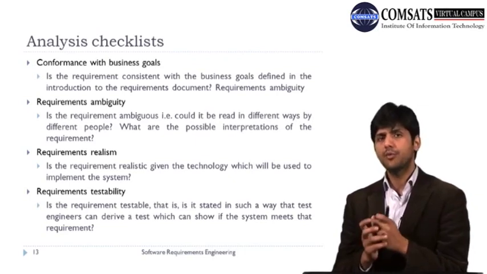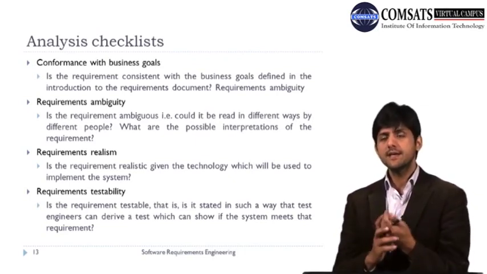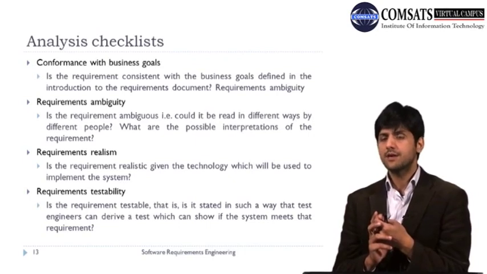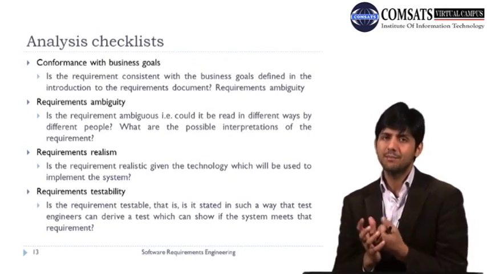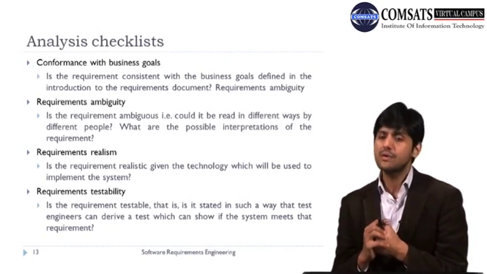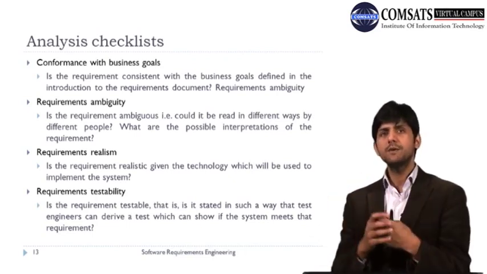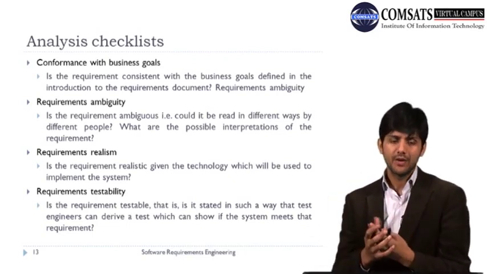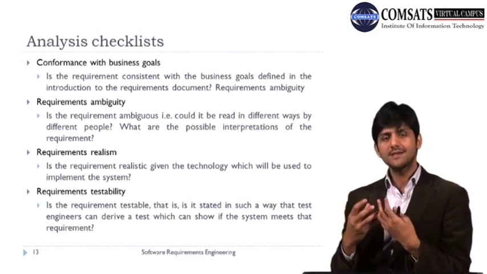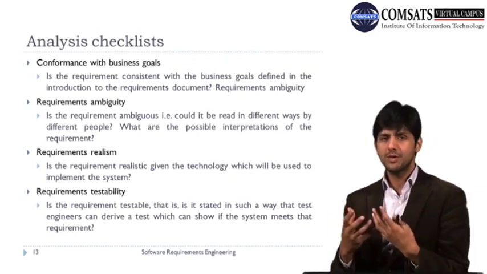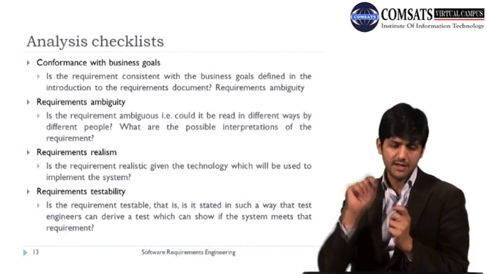And ambiguity is a very important concern. As I said, if somebody suggests that a requirement should be easy to use, then that is an ambiguous requirement. Why is it ambiguous? Because for different people, ease of use might mean different things. And you want a consistent definition of ease of use, so you don't want it to be ambiguous. So you can also have a checklist for that.